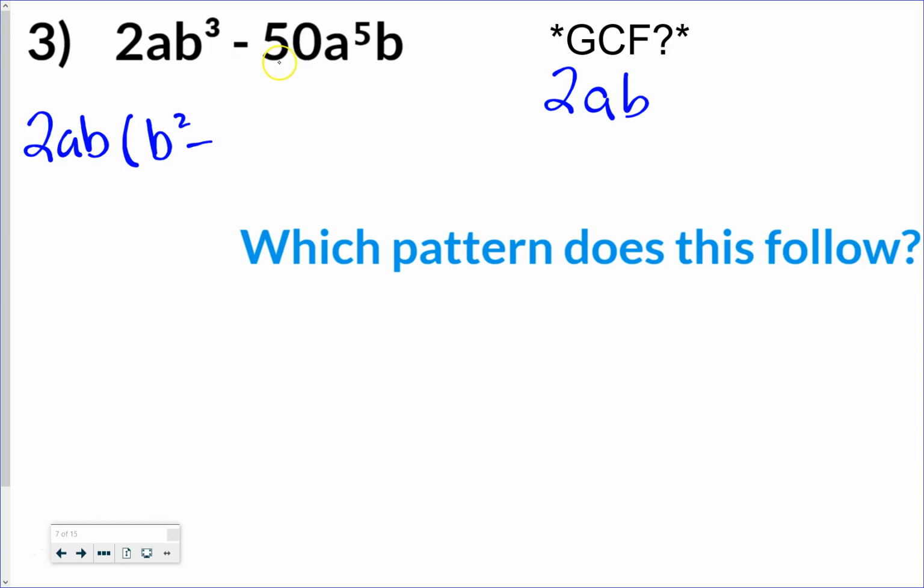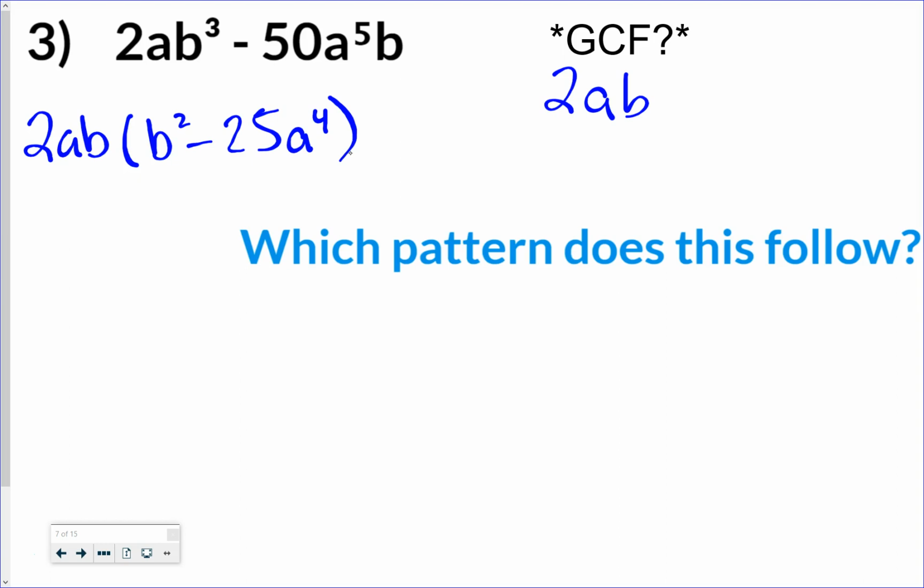Other side, 50 divided by 2 is 25. A to the 5th divided by A to the 4th is A. B divided by B, it's gone. Technically it's 1, it's not 0, but the whole piece did get moved to the front, so it's not written there anymore. Okay, so now let's see what happened.